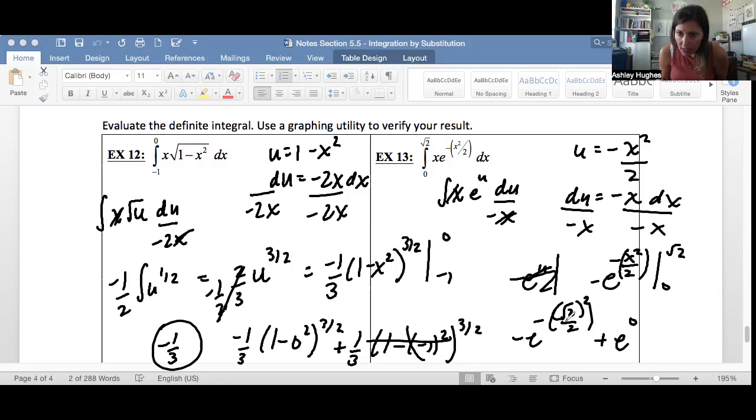is 1. Square root of 2 squared, that's just 2. 2 over 2 is 1. So negative e to the -1 plus 1. So 1 minus 1 over e.